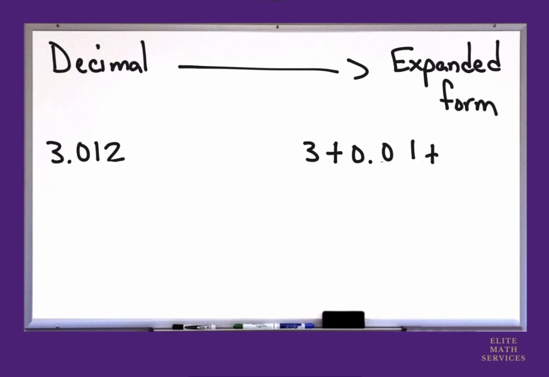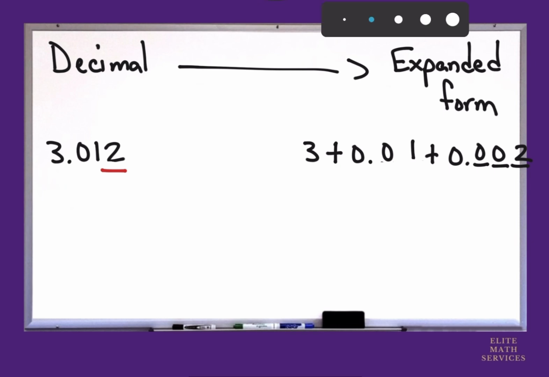So we're going to have our 0 point. We're going to make our 3 spaces. We're going to fill in our 2 in the thousandths place, which is to the far right. And then we're going to fill in all empty spaces with zeros. And this is our final answer. 3 plus 0.01 plus 0.002.